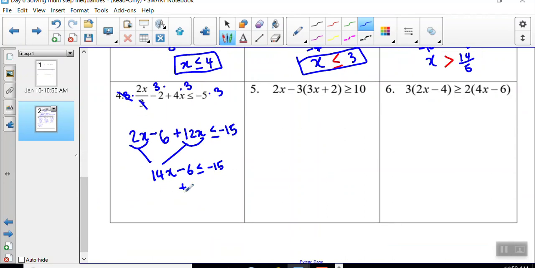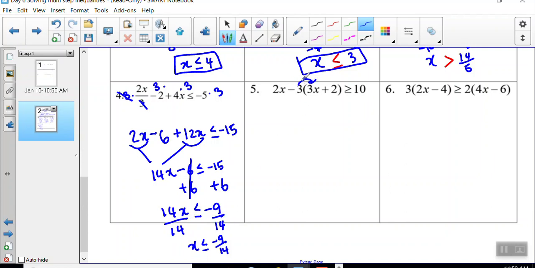And then you can do plus 6, cancelled. 14x is less than or equal to negative 15 plus 6. Put it in your calculator: negative 9, divided by 14. x is less than or equal to negative 9 over 14. You don't switch the symbol because you're dividing by a positive number. You have negative 9 at the top, it doesn't matter. What matters is the bottom number.